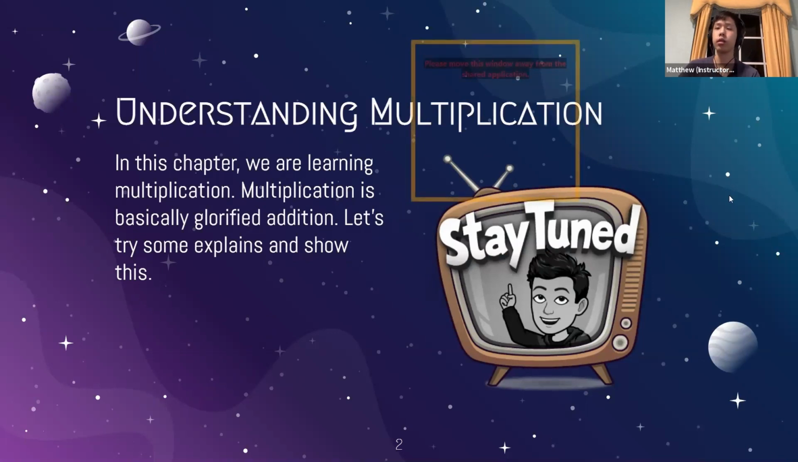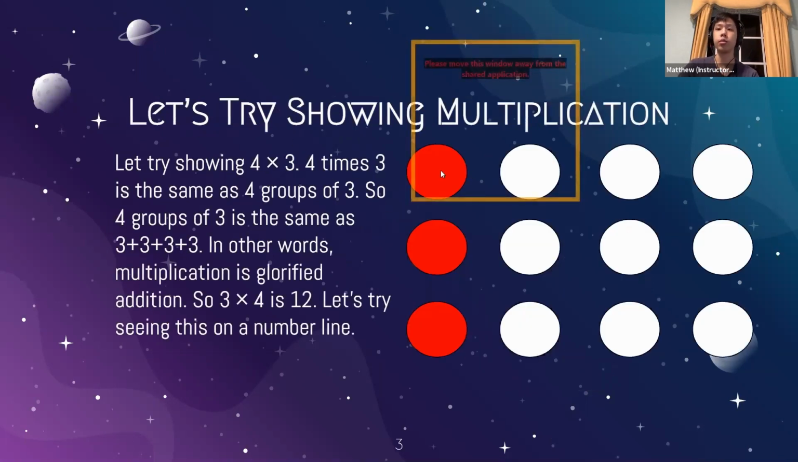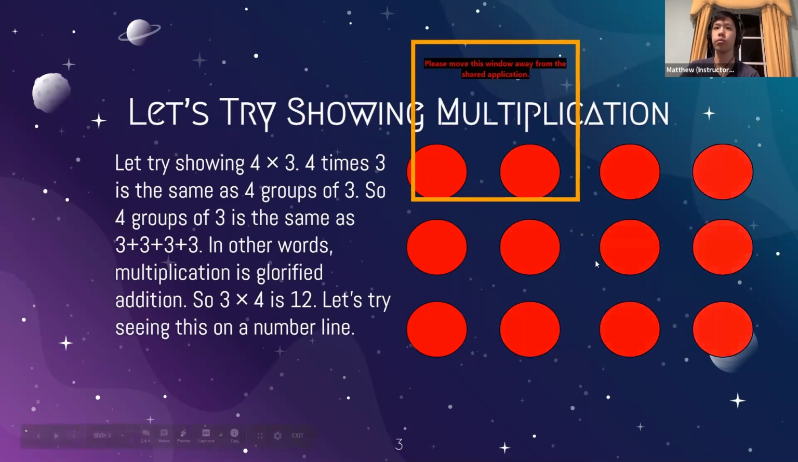For example, 4 times 3. 4 times 3 is the same as 4 groups of 3. 4 groups of 3 is the same as 3 plus 3 plus 3 plus 3. In other words, it's just 12, or glorified addition. So 3 times 4 is 12.